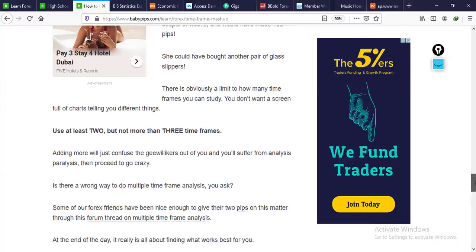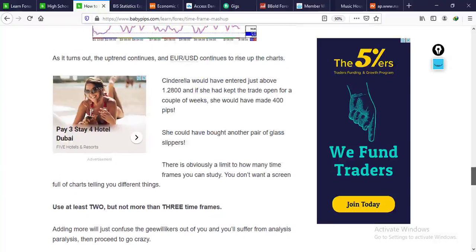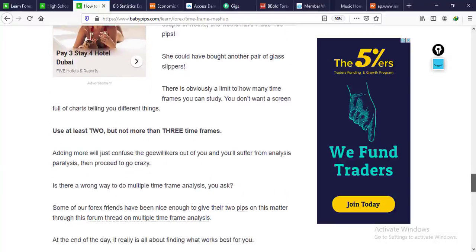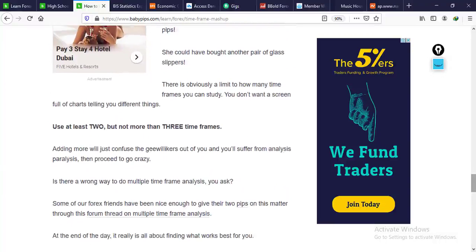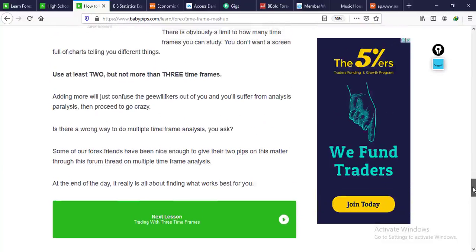So use at least 2 but not more than 3 time frames in your analysis. Okay, the higher time frame for you to know the direction of the trend, the next lower time frame for you to know where the price is at that particular time, its behavior, and then the last lower time frame for your entries. When you do this, you'll be using multiple time frames analysis as the professionals do.